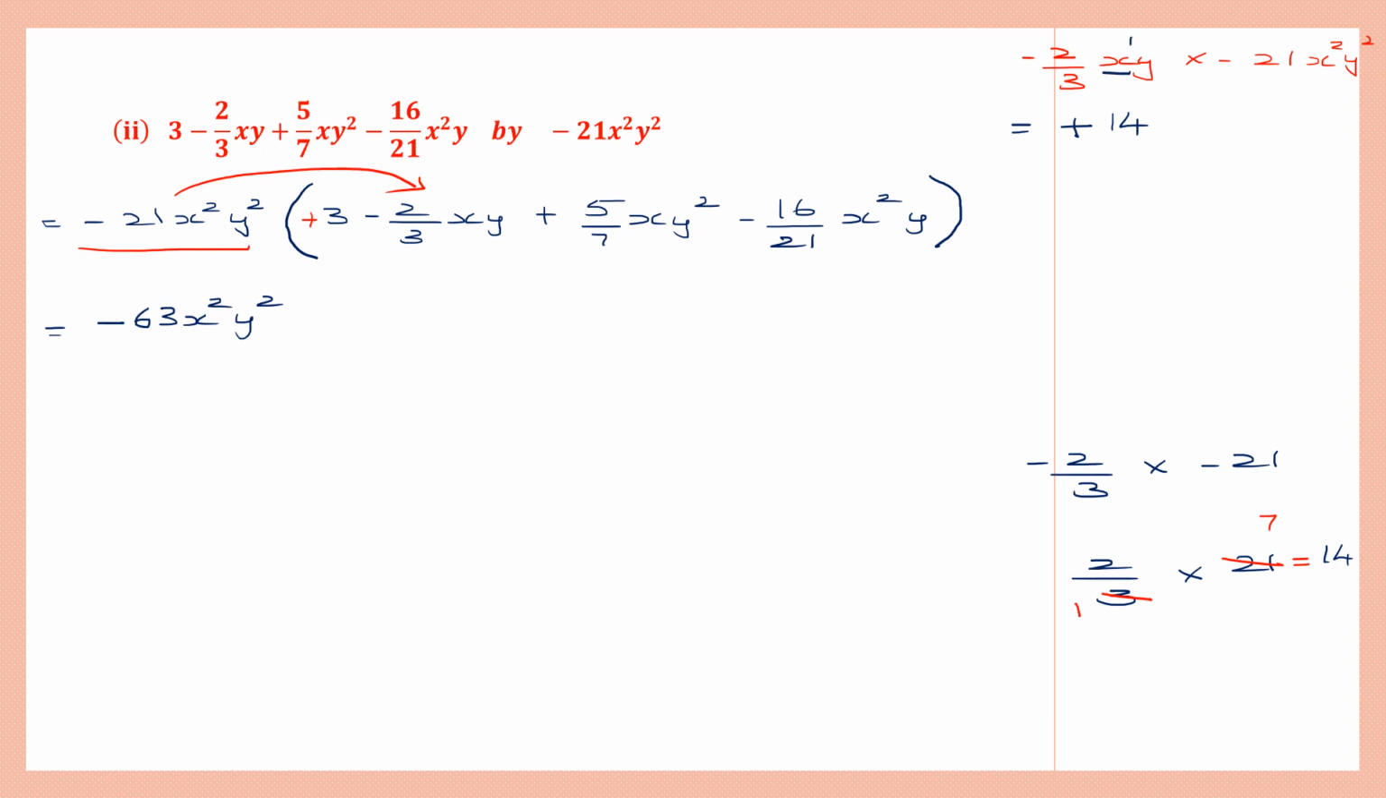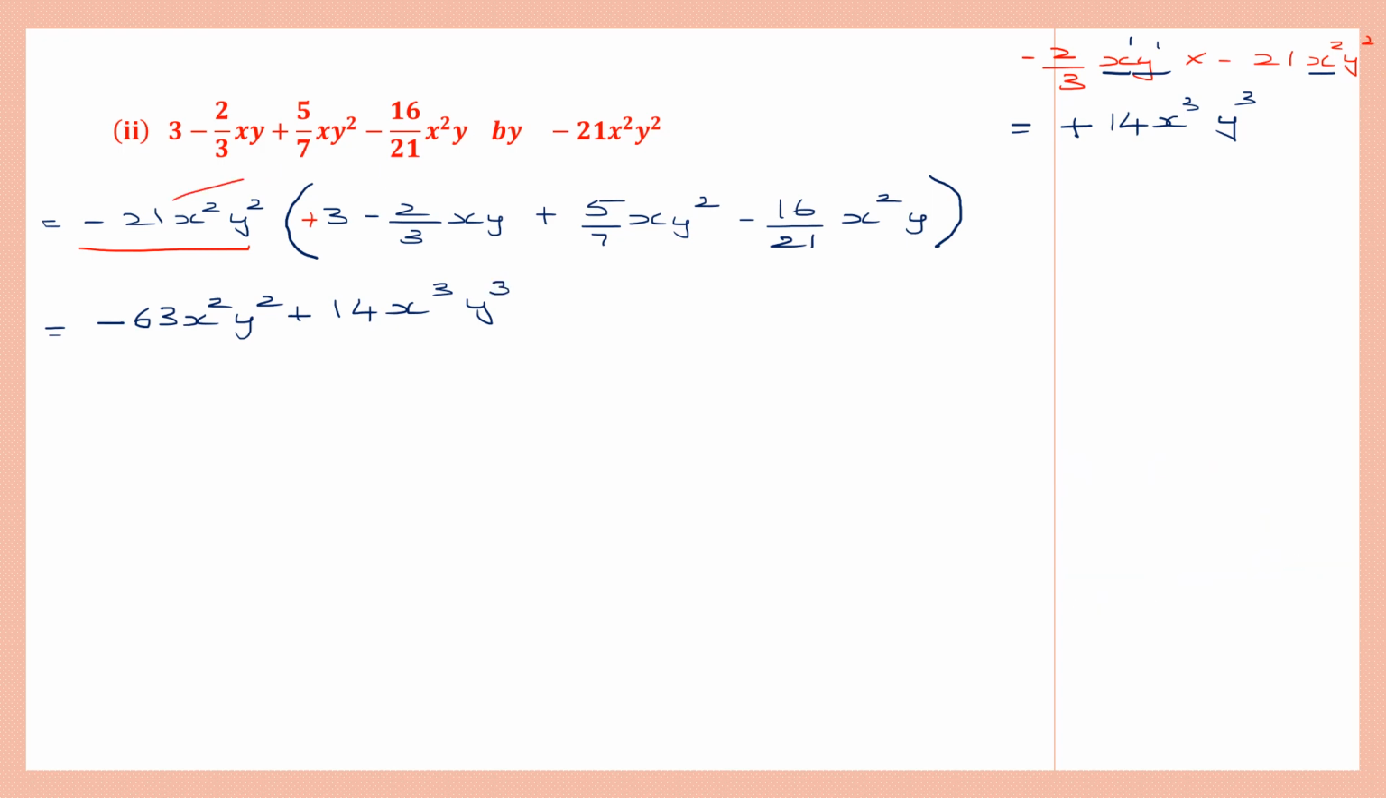Now x to the power of 1 and x to the power of 2. So that will be x to the power of 3, y to the power of 1 and y to the power of 2 is y to the power of 3. So this will be plus 14x cubed y cubed. Now we multiply this with the third term here. So let's do that. Minus 21 x square y square into 5 by 7 x y square.